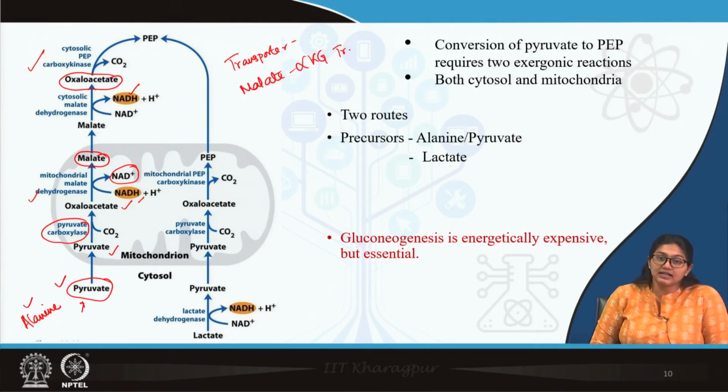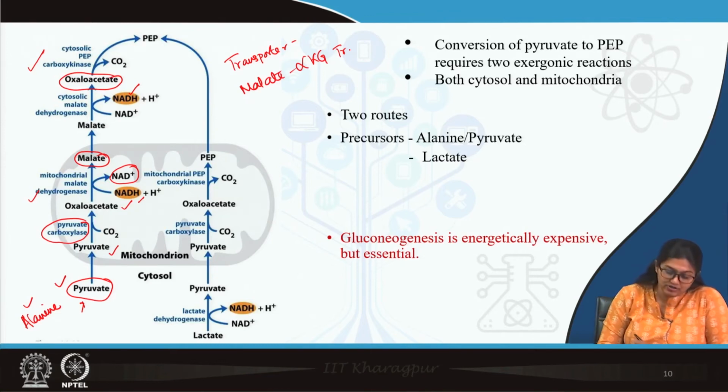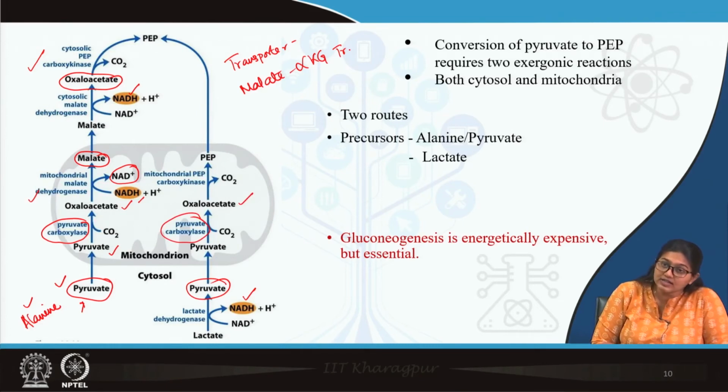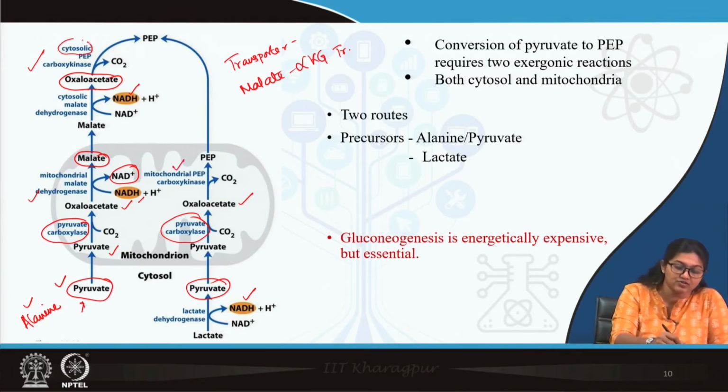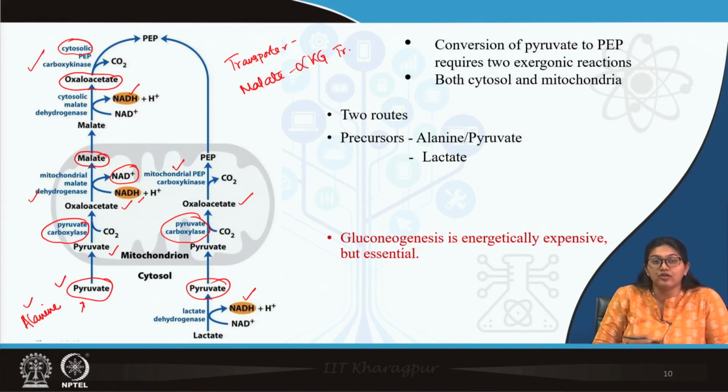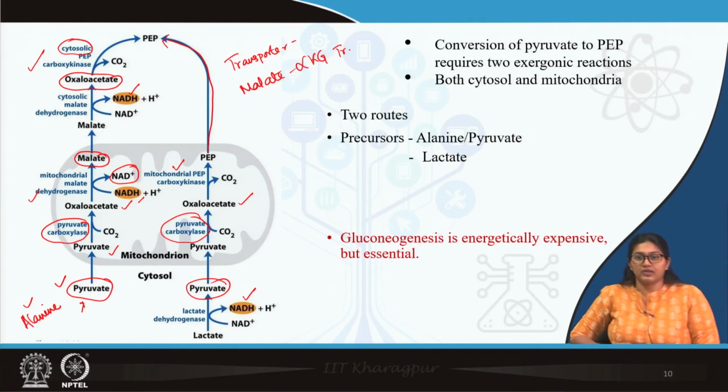Rather, what happens? Lactate, with the help of the enzyme lactate dehydrogenase, forms pyruvate, with formation of one molecule of NADH, then pyruvate enters mitochondria. Inside the mitochondria, with pyruvate carboxylase enzyme, it is converted to oxaloacetate. Oxaloacetate, with the help of the mitochondrial isoform of PEP carboxykinase, here it was the cytosolic isoform, is converted to phosphoenol pyruvate, which comes outside in the cytosol. Now, why are these two types of routes present?